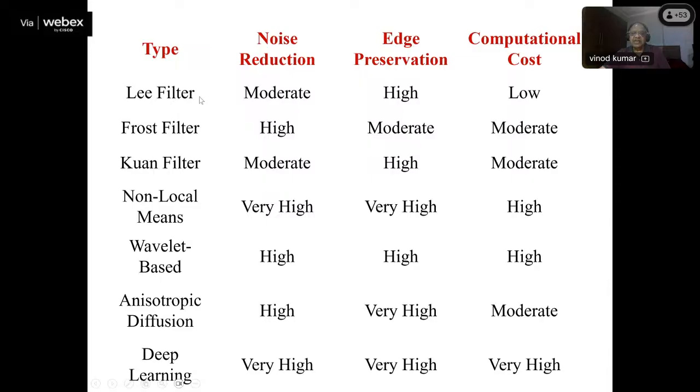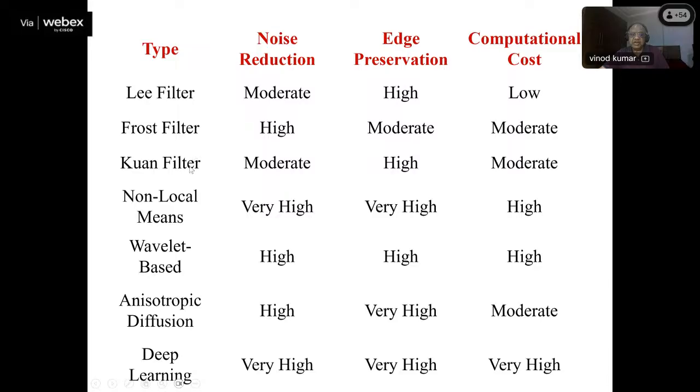In case of the Lee filter, noise reduction is moderate. Our aim, in case of a tumor, is that noise should be reduced and the boundary or edge should be preserved. So these are the two important things. Noise should be removed as much as possible and the edge should be preserved, so that the boundary and the size are not disturbed, and computational time should be low.